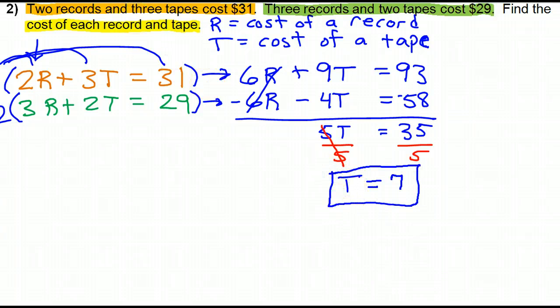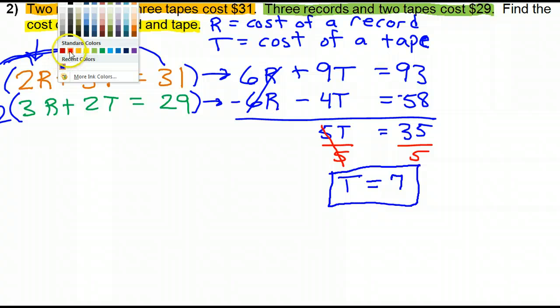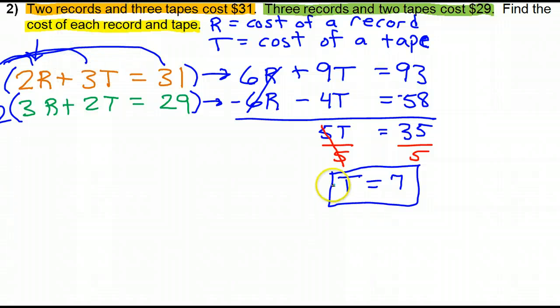Do you guys even know what a tape is? Tape. Long time ago, they had these things called tapes. They were like long, stringy MP3 recorders.